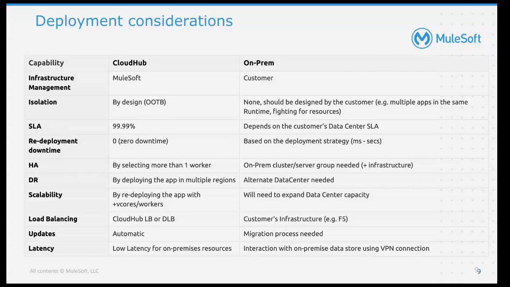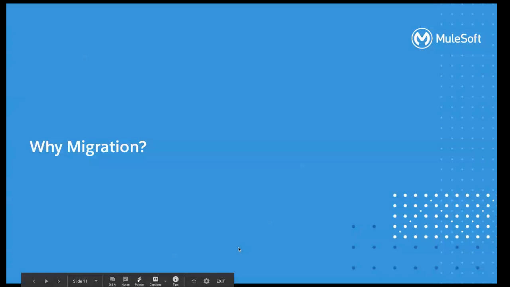One difference you see when working with on-prem or CloudHub is that on-prem will have low latency when you're working with your data centers, whereas CloudHub will have slightly increased latency because of using your VPN solution. I may have interchanged this. Sorry.